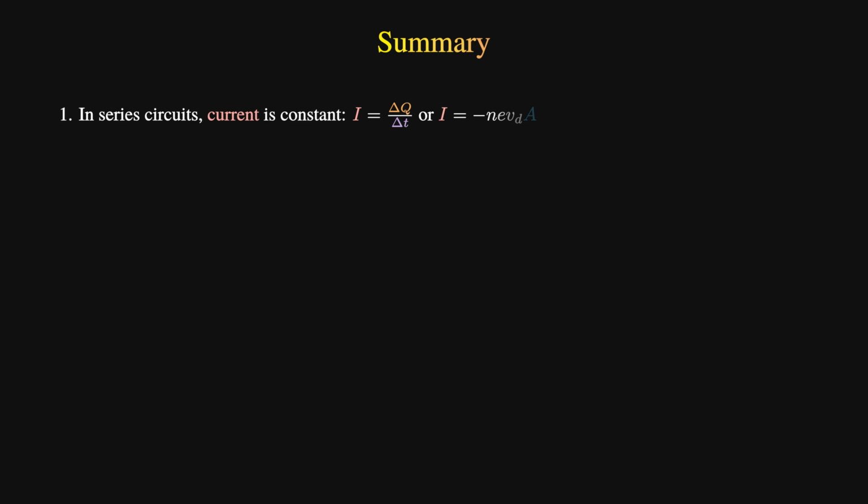In a series circuit, the electrical current is constant, and equal to the change in charge over the change in time. We can also write current as minus the number density of electrons times e times the drift velocity times the cross-sectional area of our wire. This also means that the drift velocity of electrons is not necessarily fixed when the current is fixed, as it depends on the cross-sectional area.